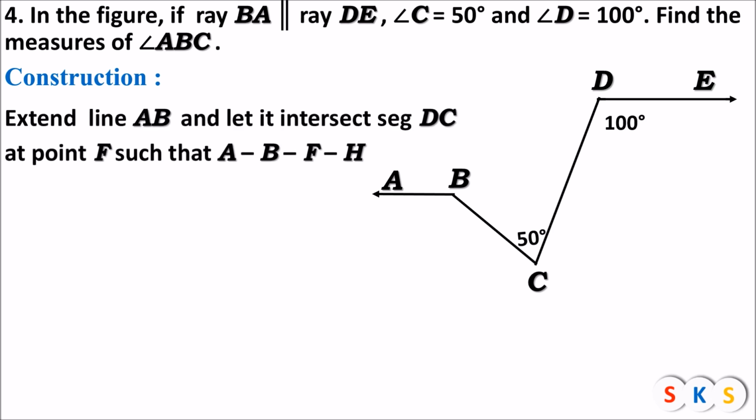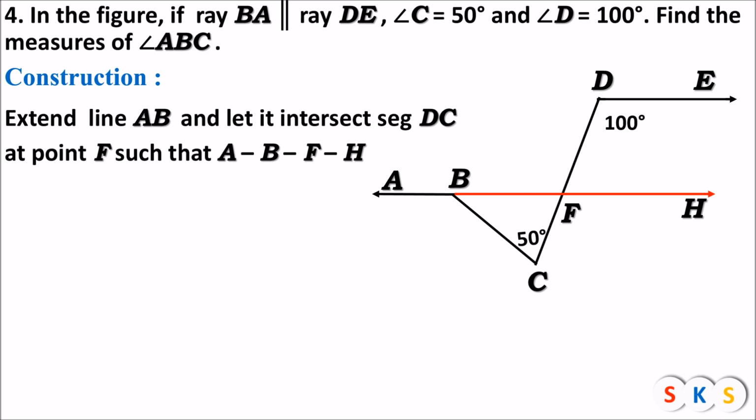We will extend line AB and let it intersect segment DC at point F such that A-B-F-H. Look at this figure. Here I'm going to extend line AB. Can you see that? I have extended line AB and it intersects segment DC at point F, and I've taken one more point H on this line such that A-B-F-H.